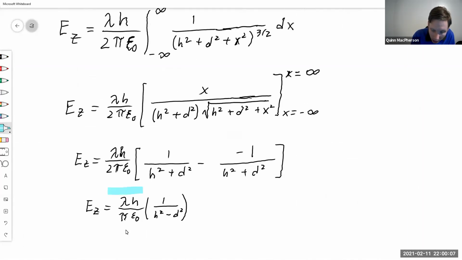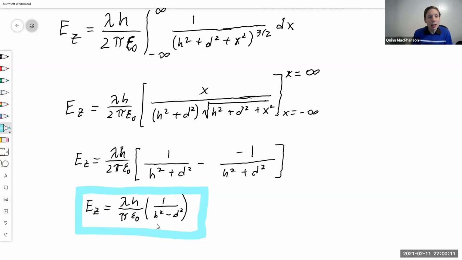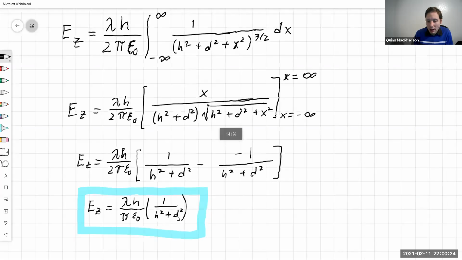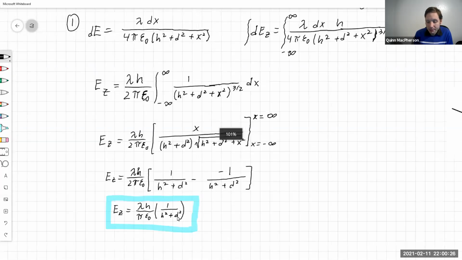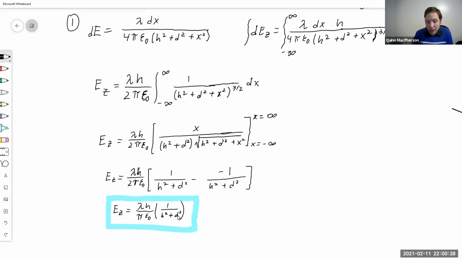Let's take a moment to think about this. Does this make sense? Okay, first thing, sorry, that's a plus, not a minus. Okay, plus. So what happens if d is really big? As d gets really big, this whole thing goes to 0, which basically means the two line charges are far away, you don't get any field.